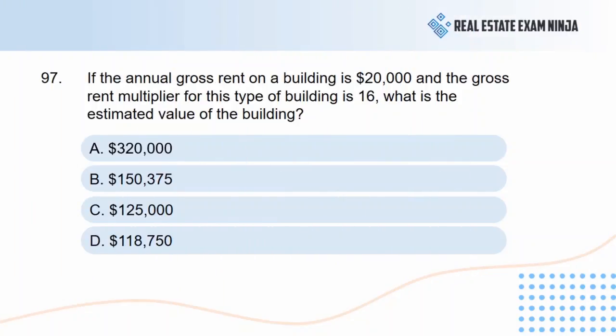Number 97. If the annual gross rent on a building is $20,000 and the gross rent multiplier for this type of building is 16, what is the estimated value of the building? A. $320,000. B. $150,375. C. $125,000. D. $118,750.